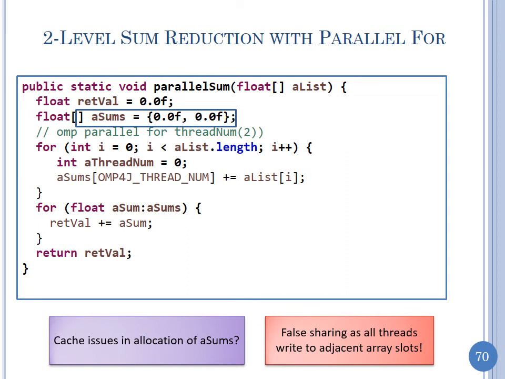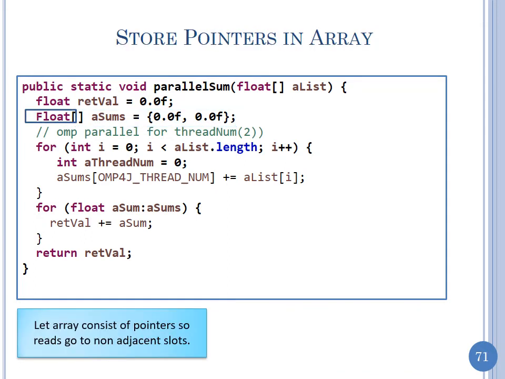So we need to solve this problem. And here's an idea. Maybe it'll work in Java. We don't use primitive values. We use objects. And as we know, objects are referred to by pointers. So my sum becomes not an array of consecutive floats, but an array of consecutive pointers.